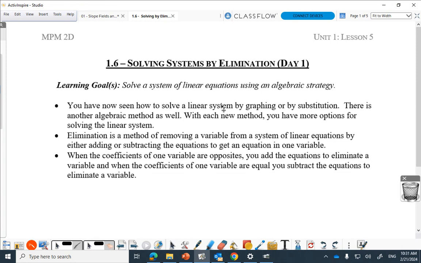Get ready for what might be the greatest lesson of mathematics you've seen so far. Not because I'm teaching it. That's true every day. But because this is solving by elimination.